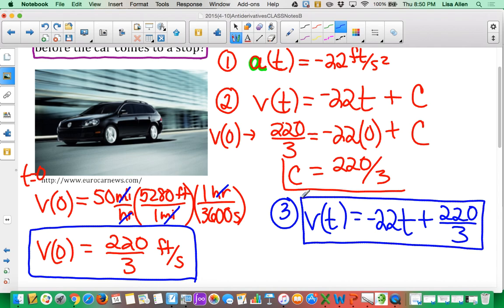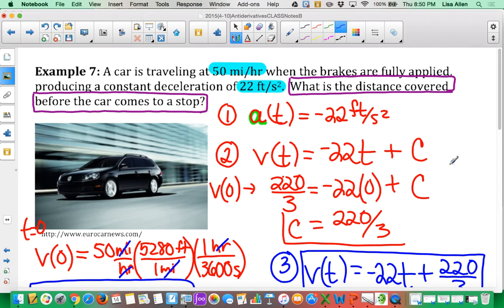We'll pick up on the next video and continue with this problem on acceleration and velocity, and we want to find the distance that the car covers before it comes to a complete stop.